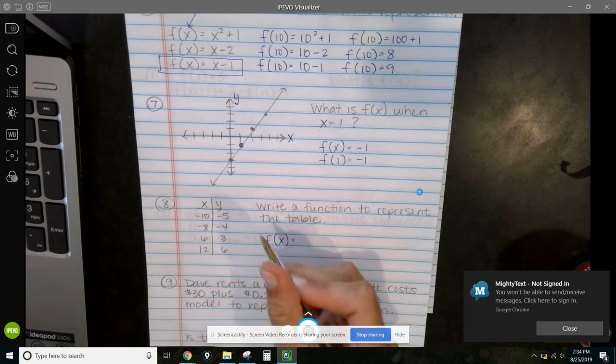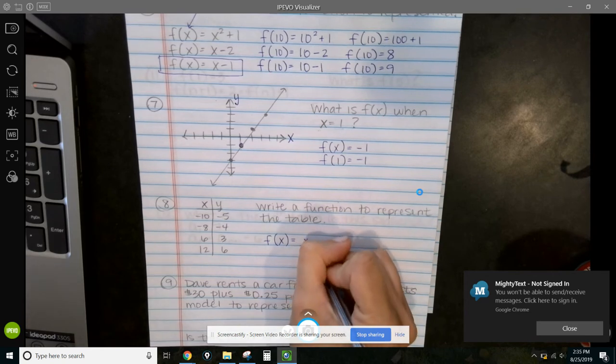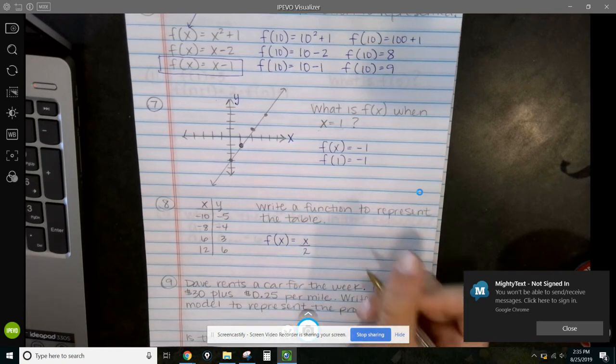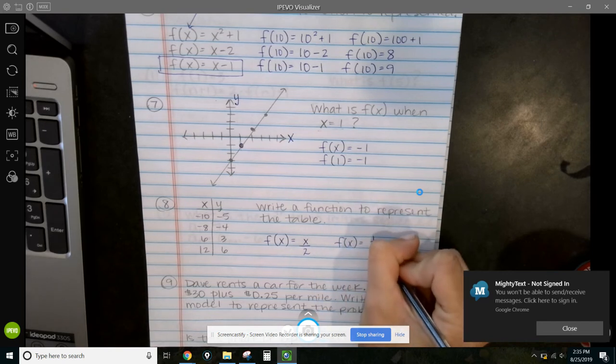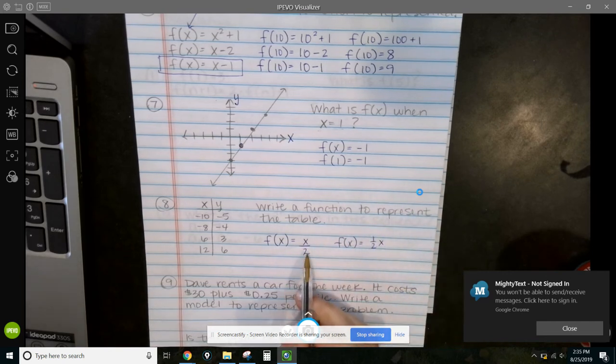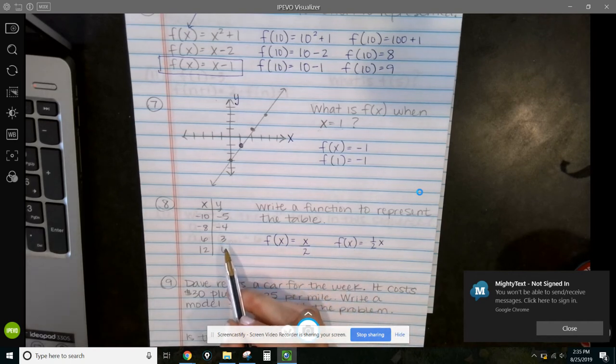So I would write f of x equals x divided by 2. You could also have written that, if you prefer fractions, f of x equals 1/2 of x, because dividing by 2 is the same as multiplying by 1/2. So either of these answers would represent this table, and you can always test your answer too.